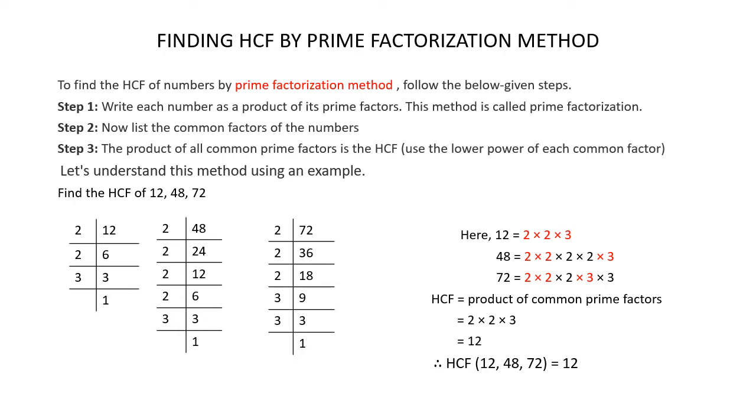So in the next step, you have to list out the common factors of the numbers 12, 48 and 72. When you look at all these factors, you will notice that 2, 2 and 3 are common for all the three numbers. In the next step, you have to find the HCF. HCF is nothing but the product of the common prime factors. Now the common prime factors are 2, 2 and 3. So product of common prime factors is 2 multiplied by 2 multiplied by 3, which is 12. So HCF of 12, 48 and 72 is 12.